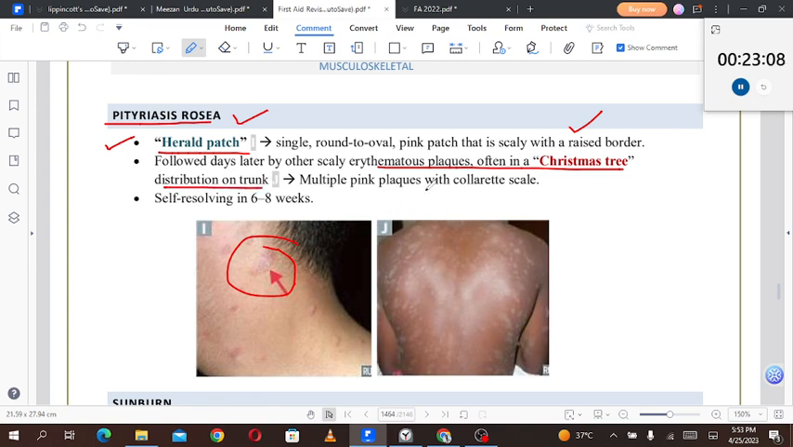Multiple pink plaques with collarette scale, and self-resolving in 6 to 8 weeks. So the best part of pityriasis rosea is that it is self-resolving in 6 to 8 weeks. It is also called herald patch. Firstly, a single round to oval pink patch that is scaly with a raised border will emerge. Later on, it is followed days later by other scaly erythematous plaques, often in a Christmas tree distribution on the trunk. Multiple pink plaques with collarette scales will be formed.